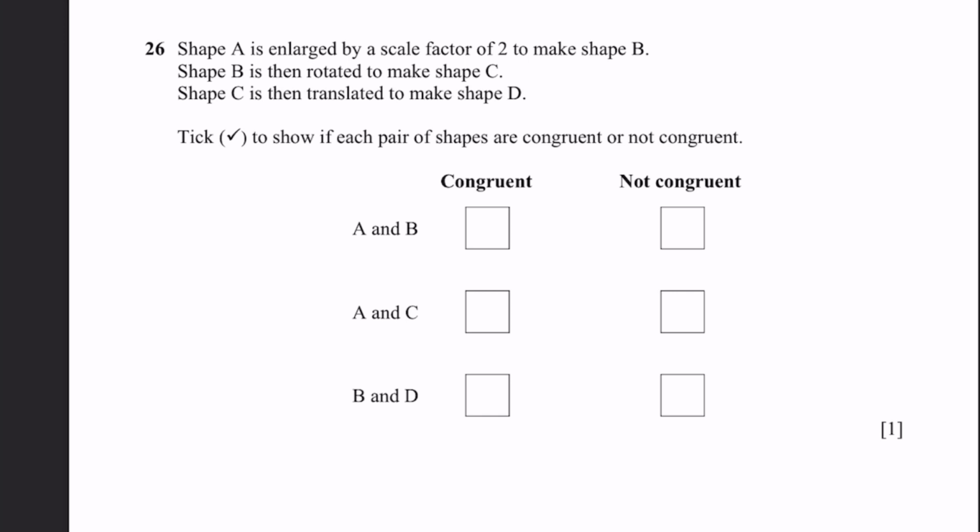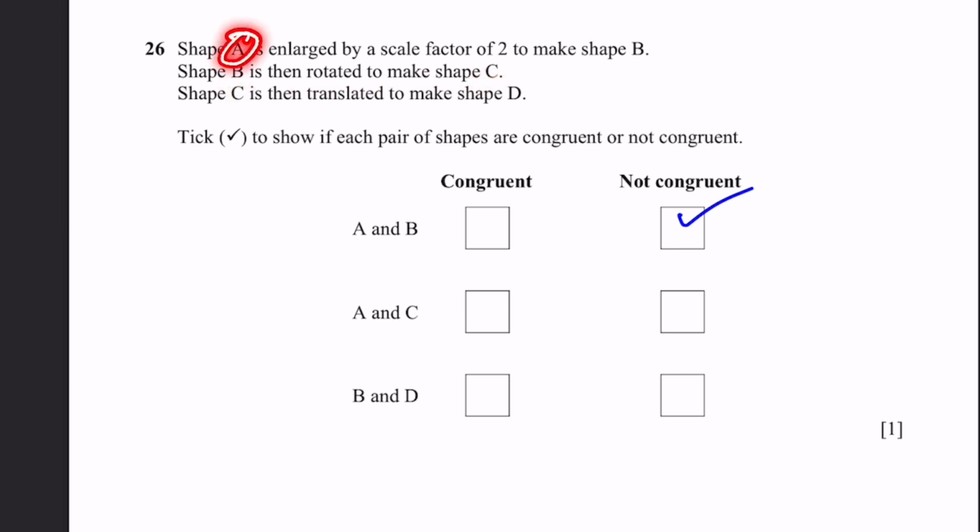Take to show if each pair of shapes are congruent or not congruent. A and B. Well, A is enlarged by a scale factor of 2 to make B, and because they're different sizes, they're not congruent. A and C. Because shape B is rotated to make shape C, that doesn't change the shape from B to C.